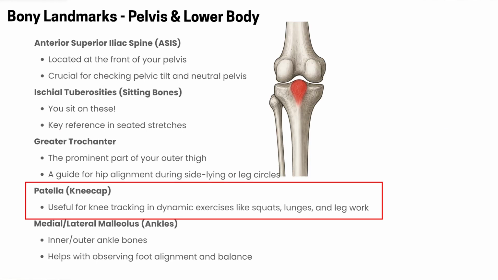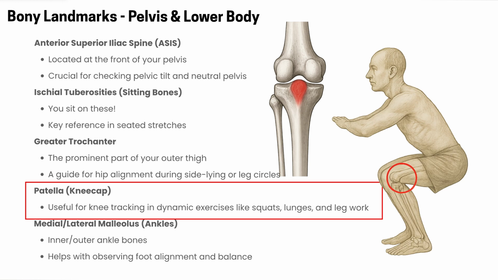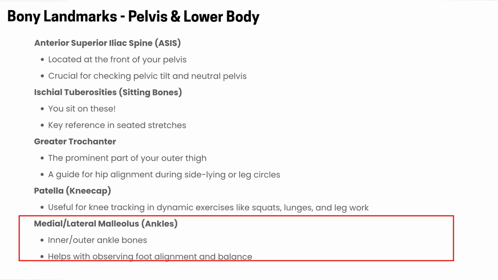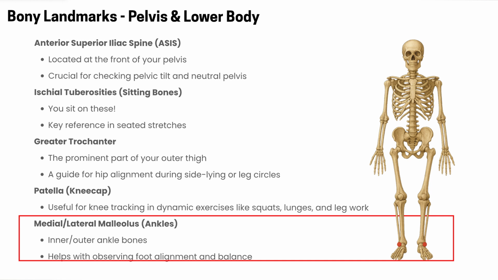Next one is patella. This bony landmark is useful for knee tracking in dynamic exercises like squats, lunges, and leg work. Last one is medial or lateral malleolus of the ankles. This is the inner and outer ankle bones, and it helps with observing foot alignment and balance when they're doing the exercises, especially single leg exercises.